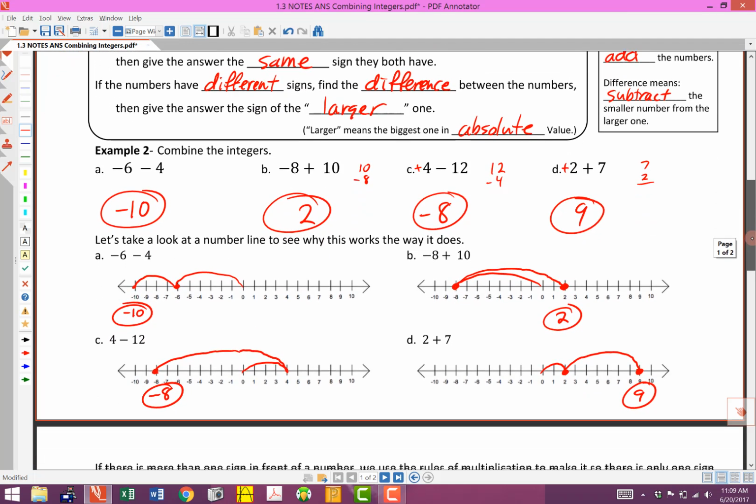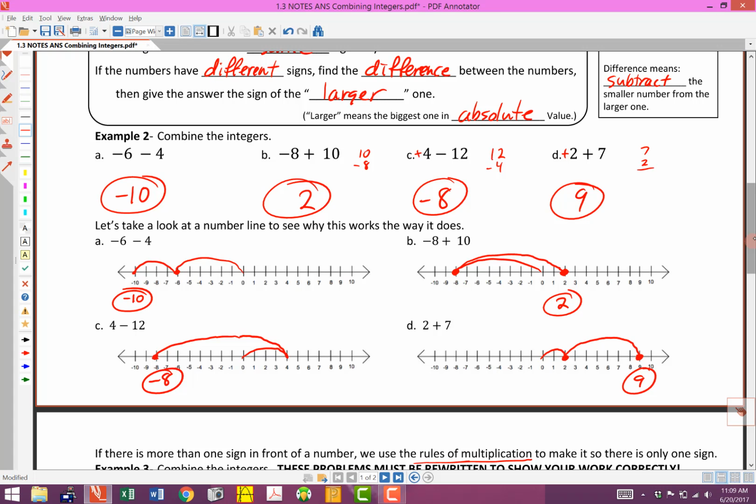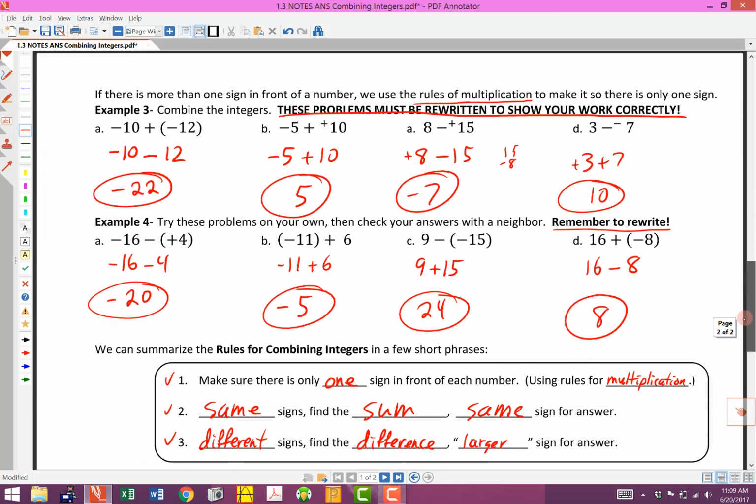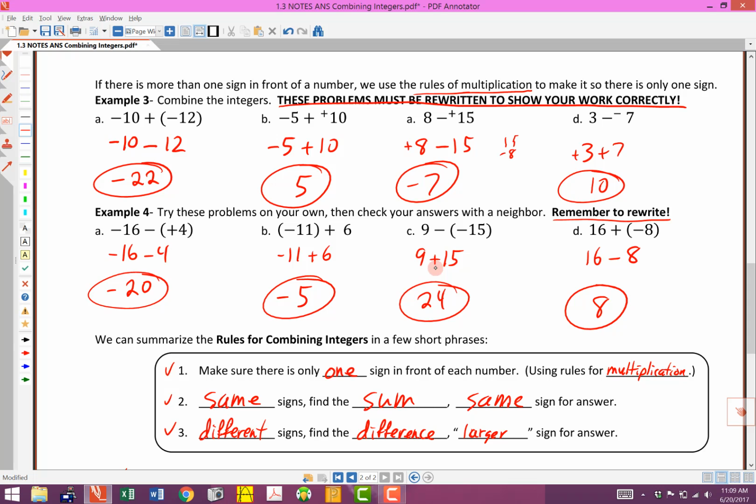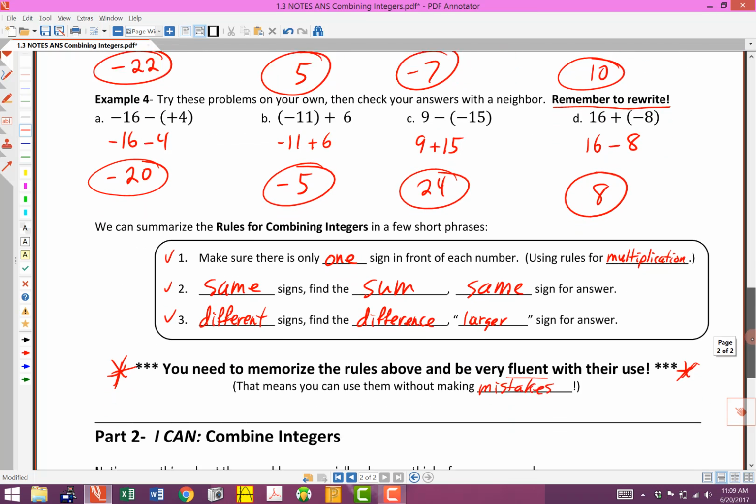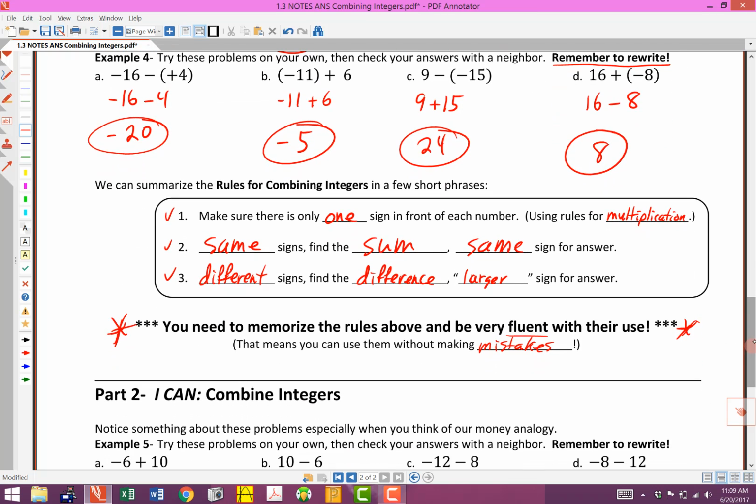So there were several that we had to rewrite. We didn't have to rewrite any on this page, but on the next page, we had to rewrite every single one of those. And then we also shortened this up. There are basically three rules for combining integers. One is to make sure there's only one sign in front of each number, and we use the rules for multiplication to do that. If they have the same sign, we find the sum and keep the same sign, so same, sum, same. If they have different signs, then we find the difference and give the sign of the larger one.